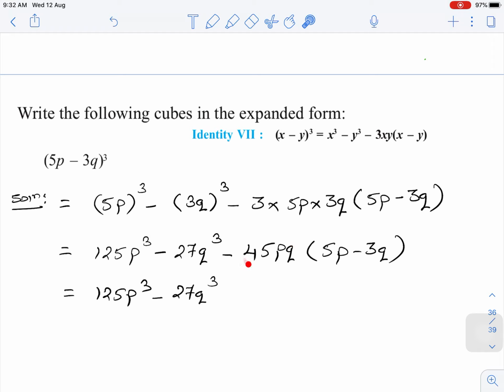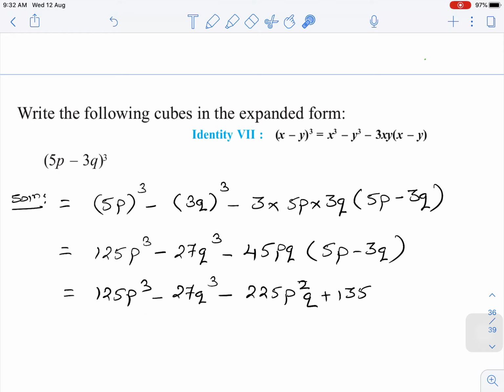Now when we multiply this 45pq inside, minus into plus will become minus. Now 45 into 5 will become 225p square q. Why? Because p into p will become p square, and q alone. Now minus into minus will become plus. Now 45 into 3 will be 135. Now p is only one time, here no p is there, but q into q will become q square. Now check further, do we have any like terms or not? We don't have any further like terms.